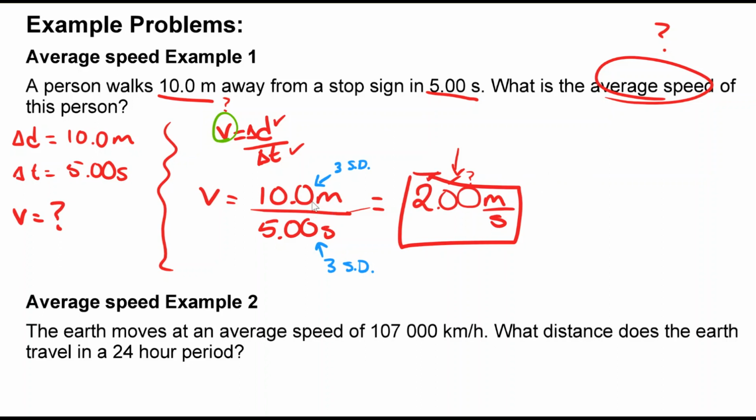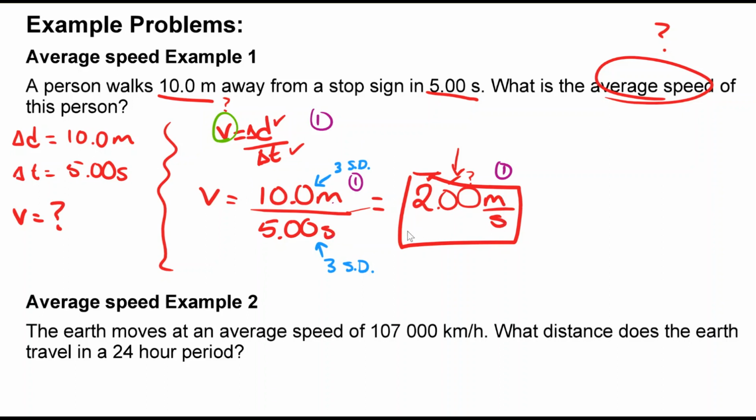Now, on a quiz or a test or something like that, you would get 1 mark for the formula. You would get 1 mark for substituting the numbers into the formula, and you have to include your units every time. And then I would get another mark for the correct answer to the correct number of significant digits with my units. Now, when we're doing this, meters divided by seconds will give me meters per second.